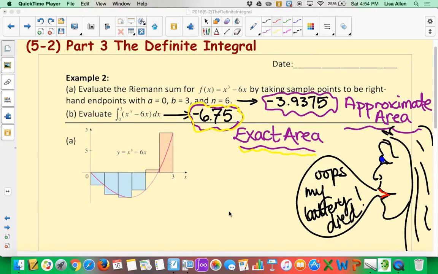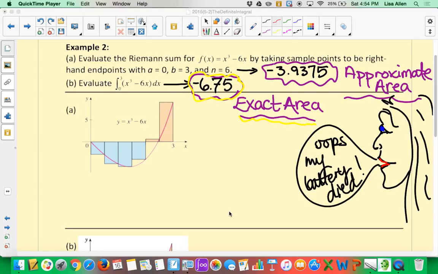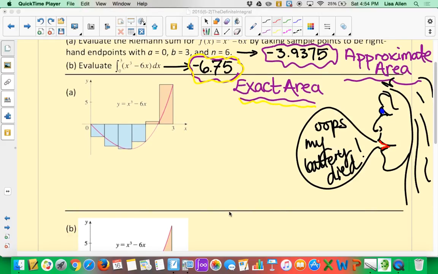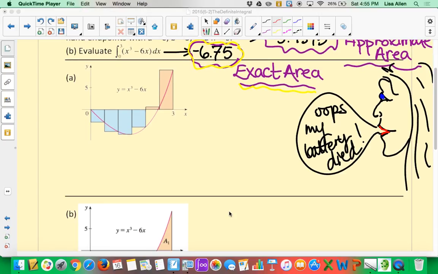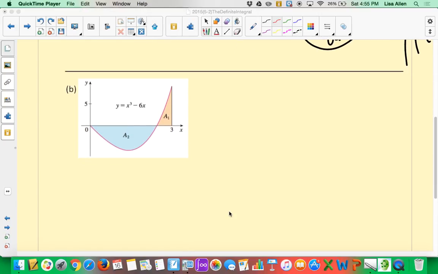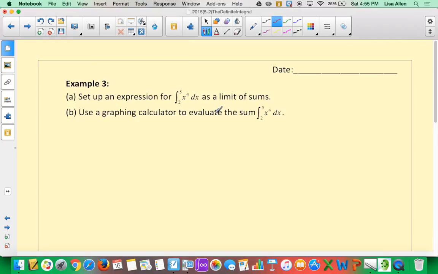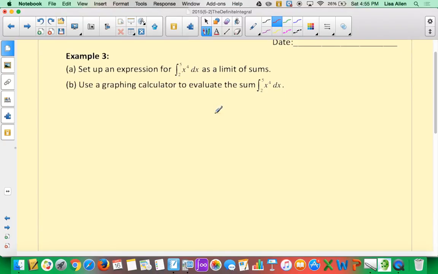And when we came to b, we took the limit as n, the number of subintervals, went to infinity. We obtain the exact area. Though the first one is a little off, it's still negative, and it's almost 3 away from the exact. But it's still giving us an idea that the area will become more negative than positive. So let's move on to example 3.